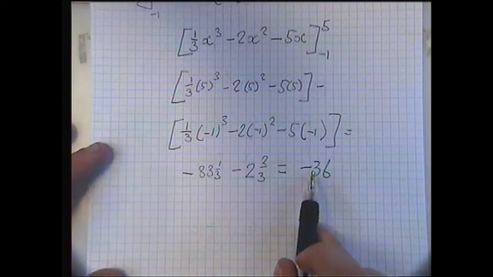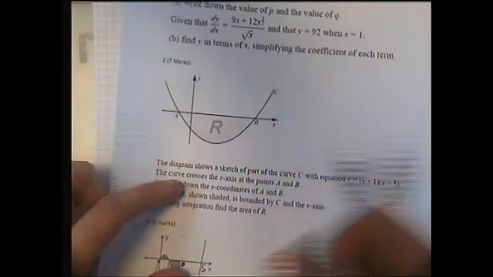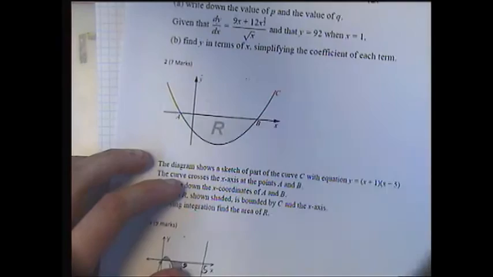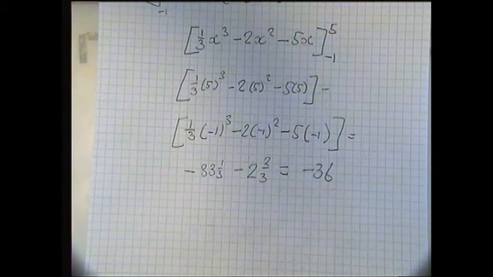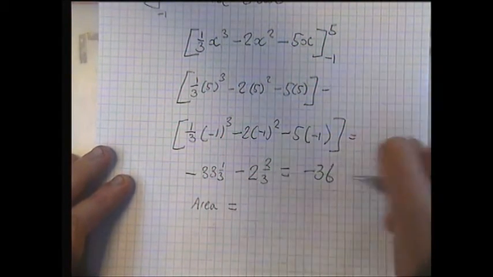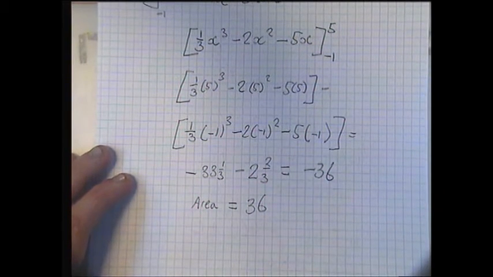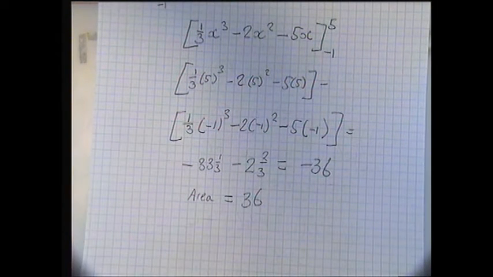-36. So we've got a negative answer for our area, which we should have expected, seeing as though our region is below the curve. But we don't want to give our final answer as a negative because it doesn't really mean anything to have a negative area. So we say that the area is equal to the positive version of that, which is 36. There we go, we've got another 7 marks.